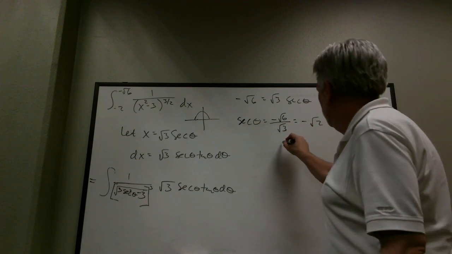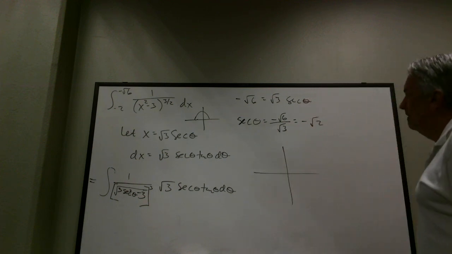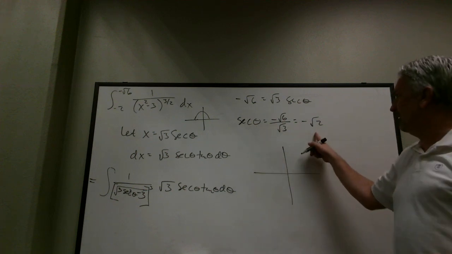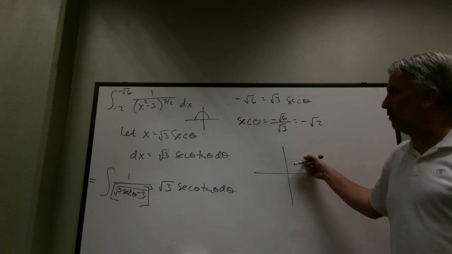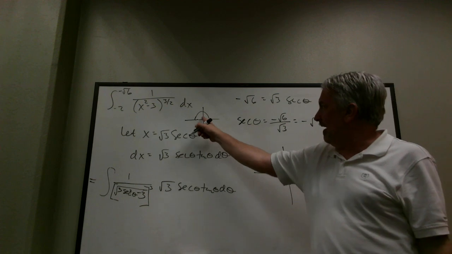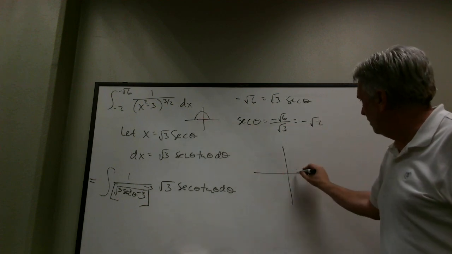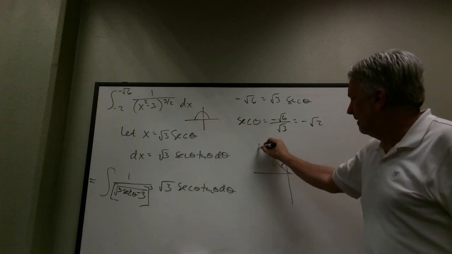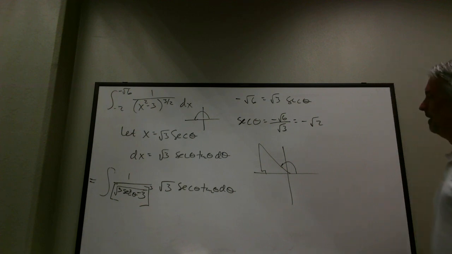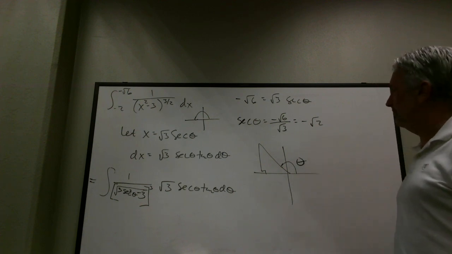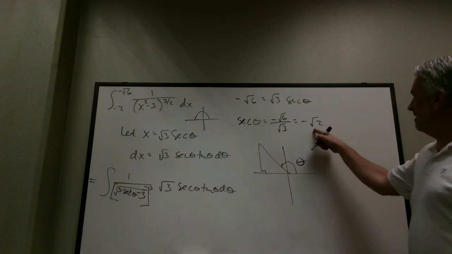Okay, so if secant theta is negative root 2, we're not in the first quadrant. So theta has to be in the second quadrant, so I'm going to draw it that way. This is not to scale, of course. So here's my theta in the second quadrant, and secant is minus root 2.